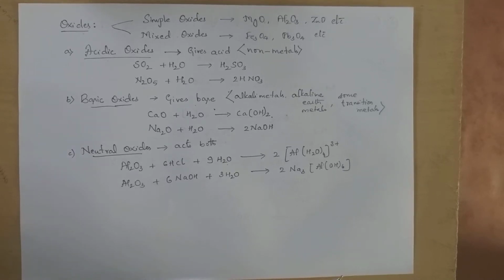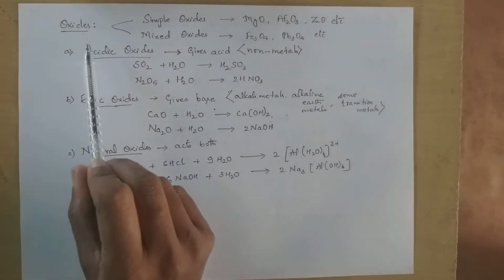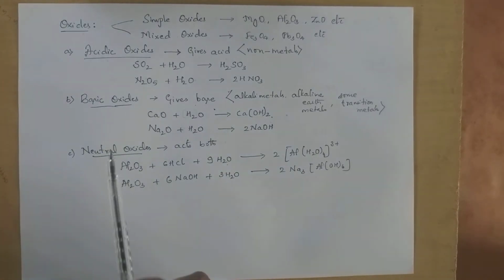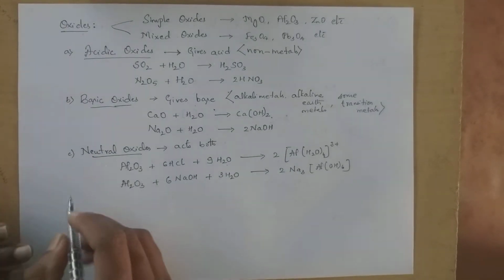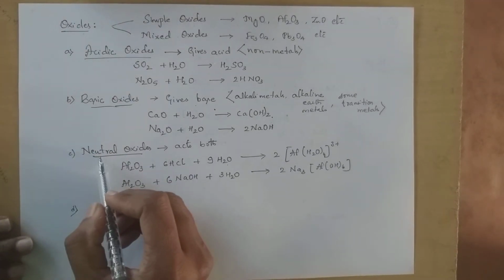Students, in the last class we discussed group 16 elements. Under that, first we learned about the oxygen family. Before going to the next element, that is sulfur, we learned about oxides. Under that we have classifications. Actually we have four classifications, and the third one is neutral oxides.